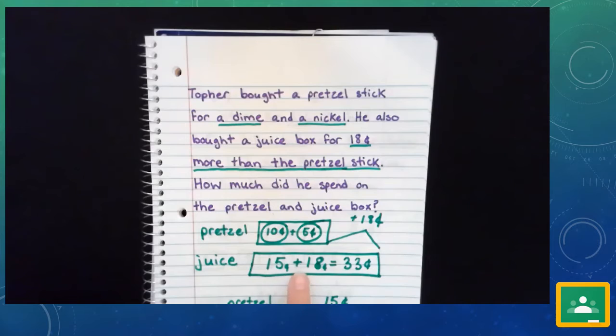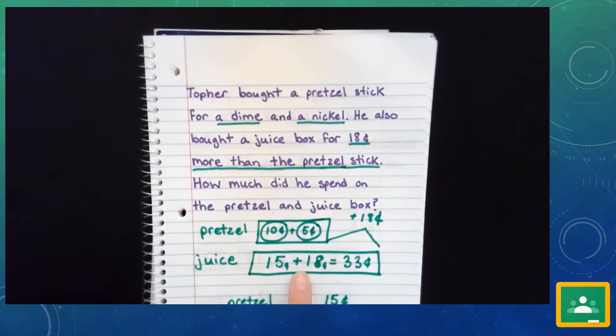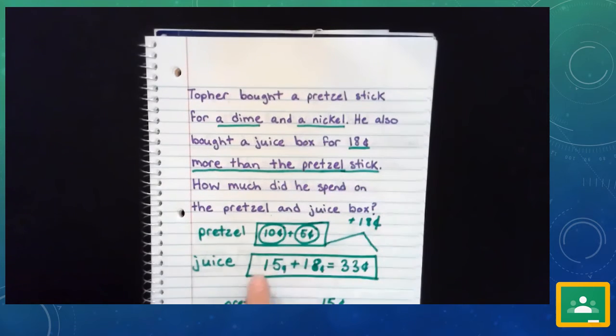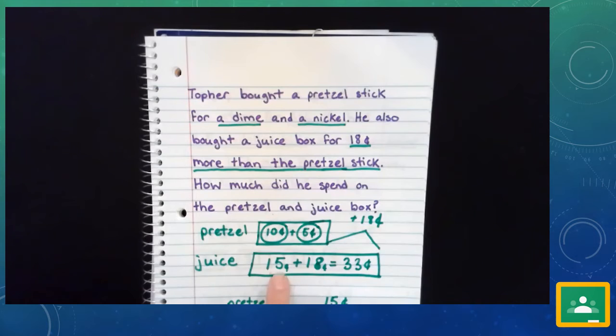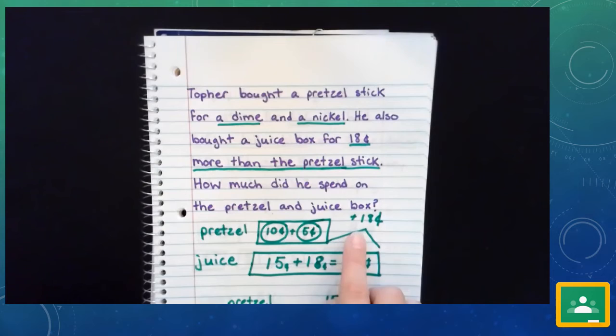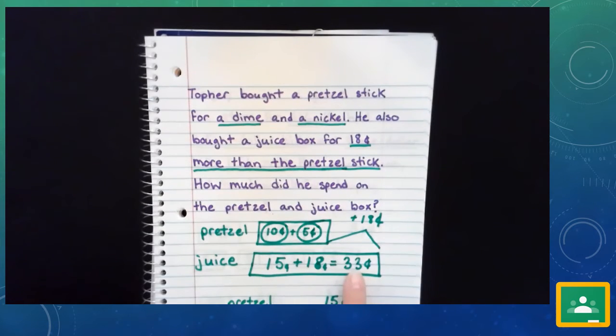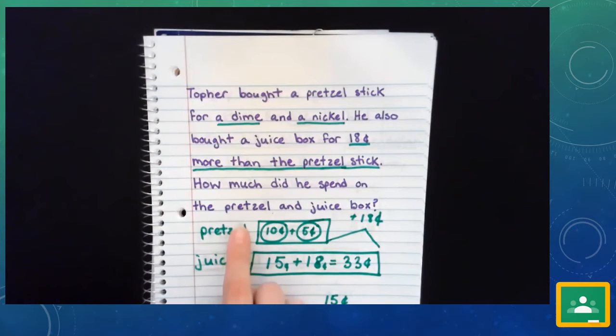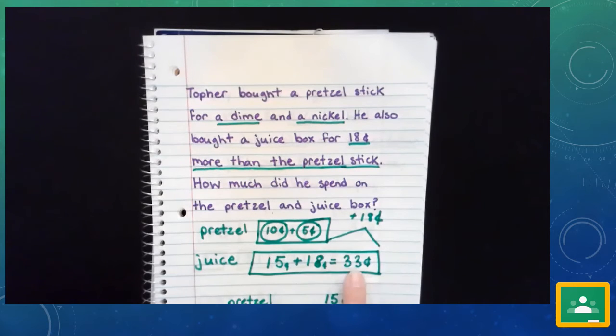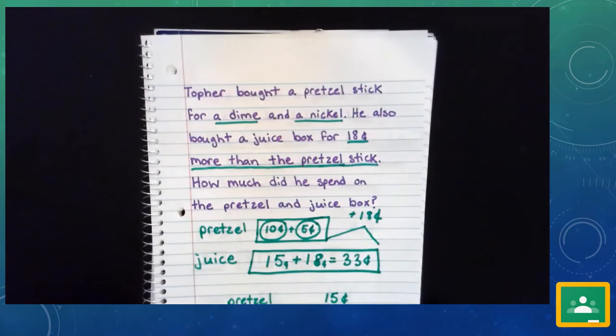So to figure out how much this juice cost, I need to take the value of the pretzel, 15 cents, plus 18 cents more, and I figured out that it was 33 cents. So the pretzel was 15 cents and the juice was 33 cents. Okay, so I figured that out using this tape diagram.